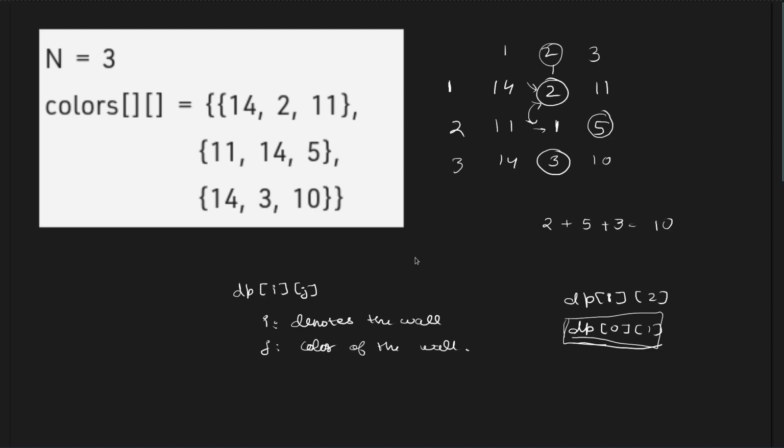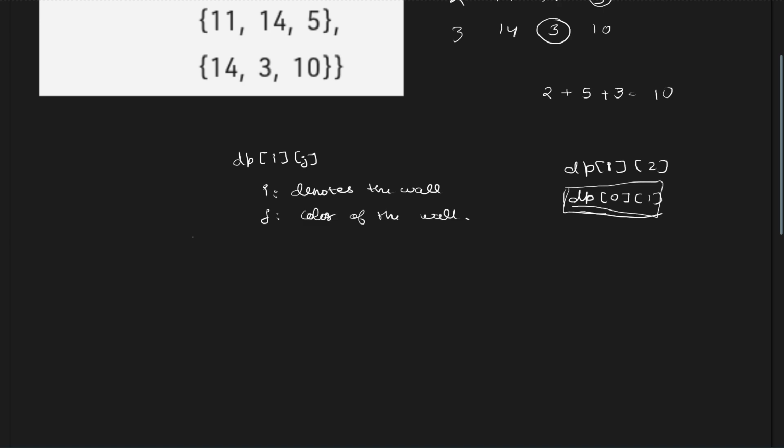So what we can essentially do is, for the first wall, I can check for all the possible colors. So let me just take 0-based indexing for better understanding, because this is what will be given in the question. The colors will be 0, 1 and 2, and the walls will be 0, 1, 2 up to n minus 1. So let us take 0-based indexing only from here on.